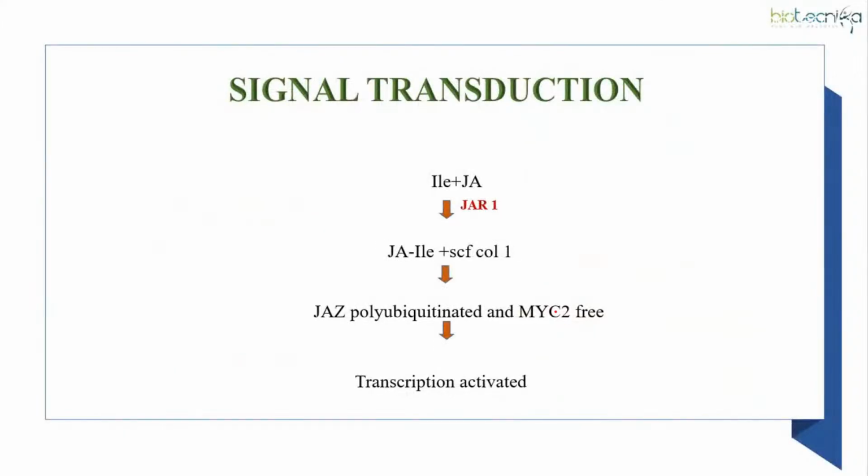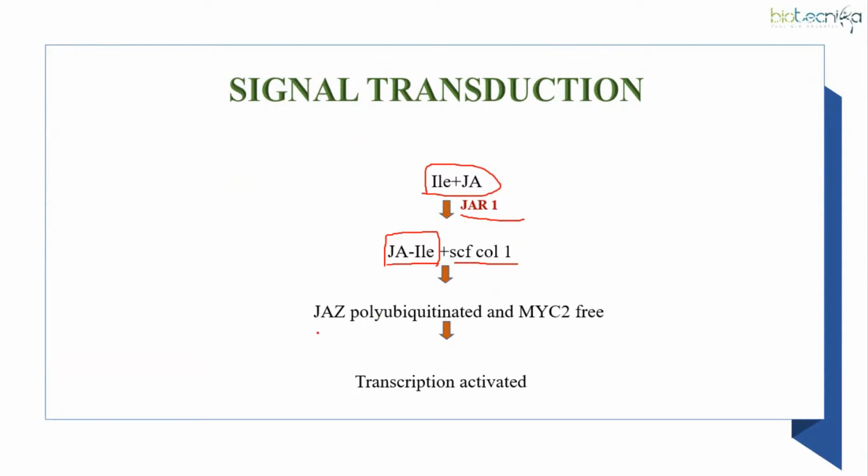Now, if you look into the signal transduction pathway, for that an amino acid is there. We have isoleucine combined with jasmonic acid. So in the presence of a protein known as JAR1, jasmonic acid and isoleucine will be combined together as a complex. Coordinating them, we have the SCF COI1. So what will this SCF do? SCF is responsible for adding ubiquitination. Where will they be adding ubiquitination?